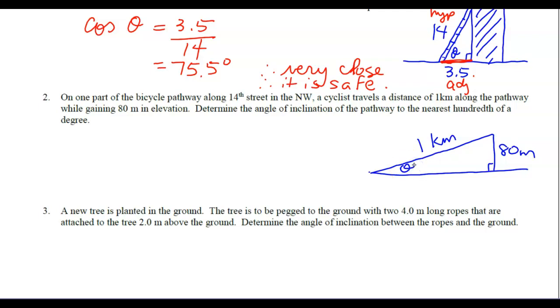And notice, are the measurements in the same units? No. So convert them to the same units. So 1 kilometer is 1,000 meters. Or you could go 80 meters is 0.08 kilometers. Either one. Doesn't matter in this case because your calculator is doing the work. So now label, compared to that angle theta, okay, 80 meters is opposite, and 1 kilometer is the hypotenuse.